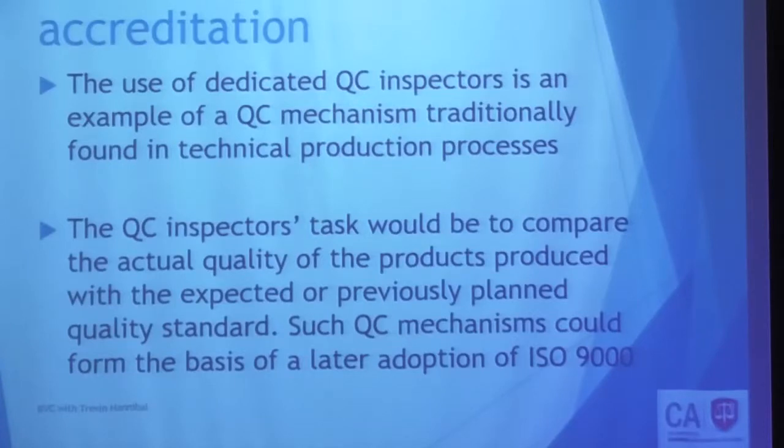The quality control inspector's task would be to compare the actual quality of the products produced with the expected or previously planned quality standard. That's very simple. So guys, what is quality control? Quality control is you have a standard at the beginning. These items should be there in our product. Once you have got the output, the quality inspector would check whether those particular preset standards are there. If it's not there, he needs to investigate why it's not there and he has to rectify it. If it's there, he's okay.